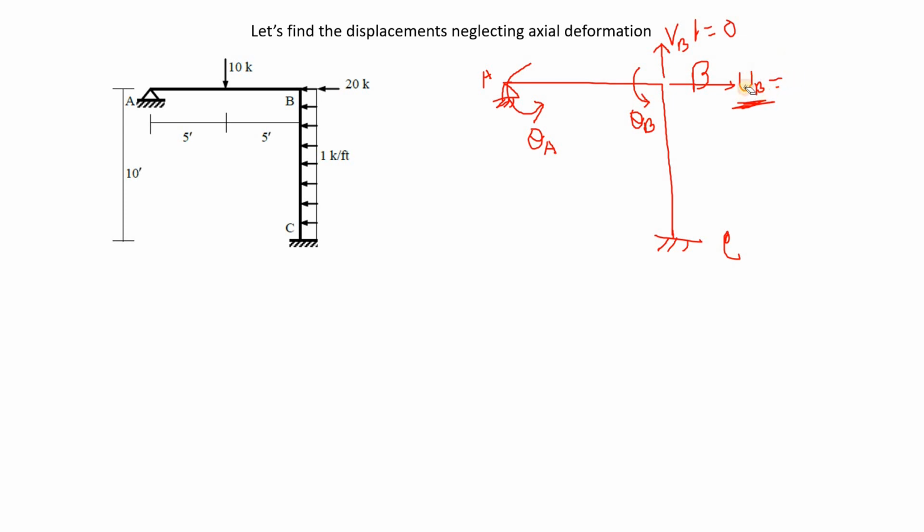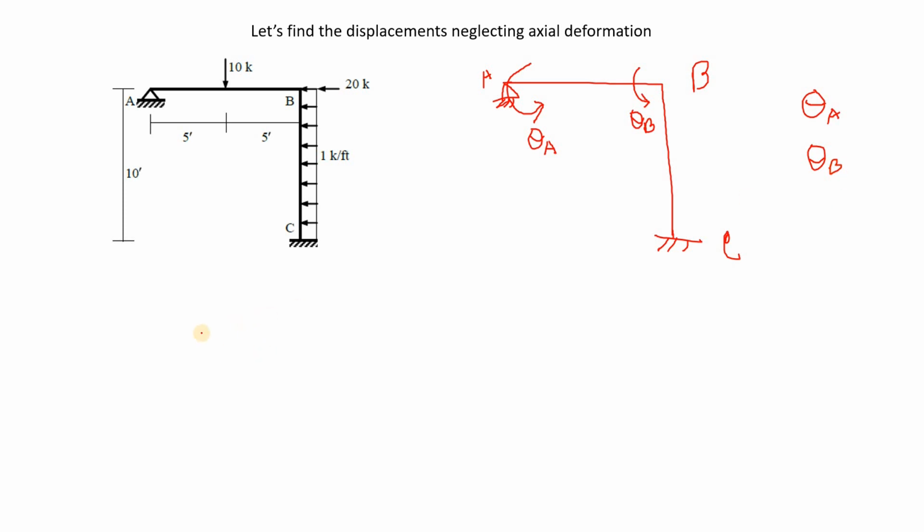There you go. Since UB is 0, I'm removing that. Since VB is 0, I'm removing that. So in this entire frame, we are ending up with only two unknowns. The two unknowns being theta A and theta B. So these are the unknowns for us. So we're going to write out the matrix for AB member and the matrix for BC member, and then we're going to combine them. So let's just do that.